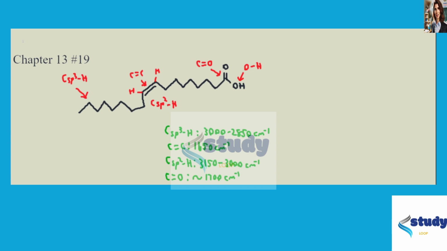I marked them in red, and then in green below this molecule, I've identified where we would expect each of those IR peaks to show. That's really the only way to approach this problem. You need to identify what you have and then identify where you're going to look for those peaks. And that's the answer to Chapter 13, problem number 19.